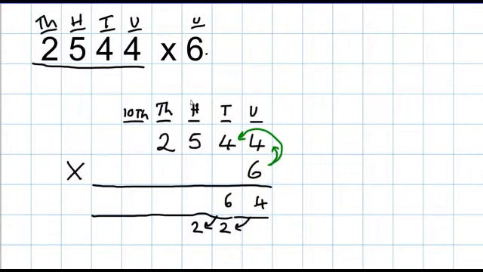So then we move on to the next column, which is our hundreds column. So we're going to multiply the 6 by the hundreds. So 6 times 5 hundreds. So 6 times 5 is 30. So what that would be is 30 hundreds. Now, if we're looking at it in terms of place value, that's what it would be. As a number, it would be obviously 3,000, but it would be 30 hundreds.